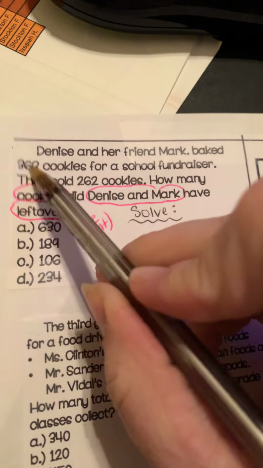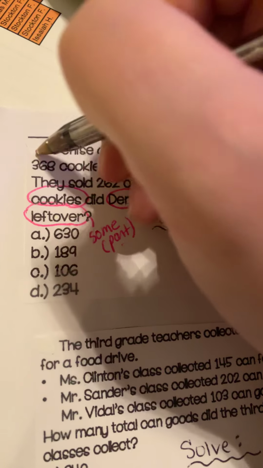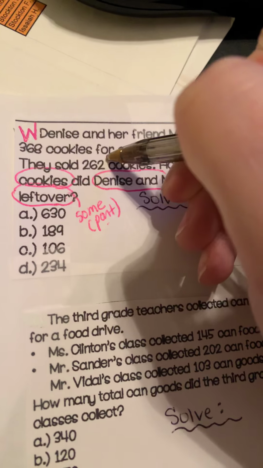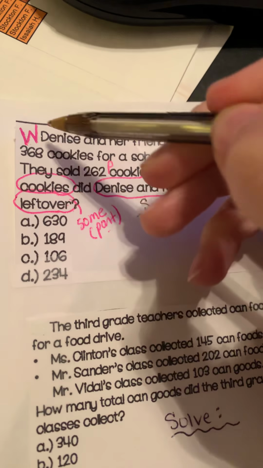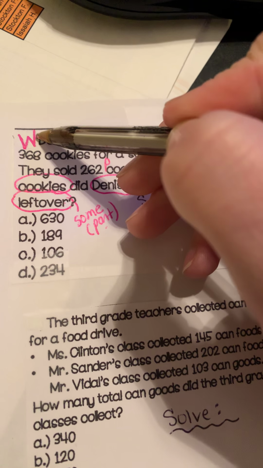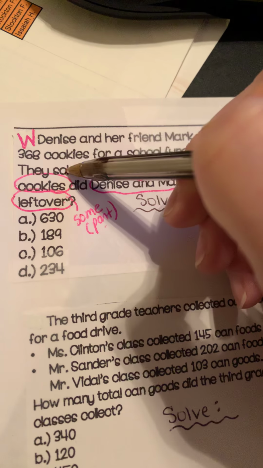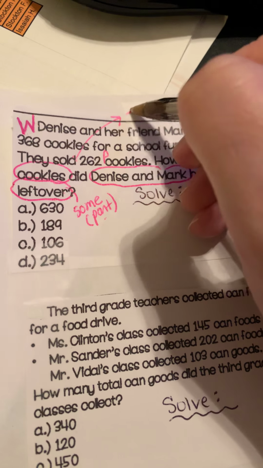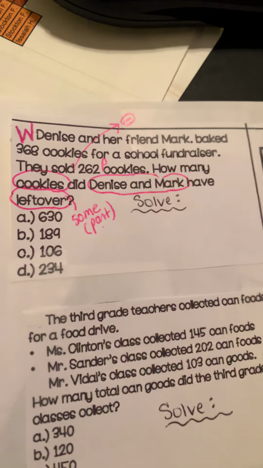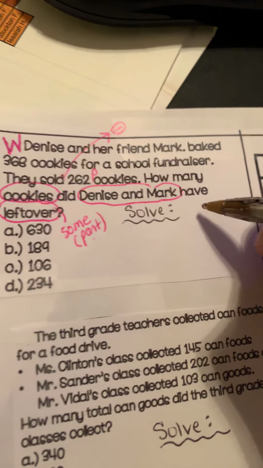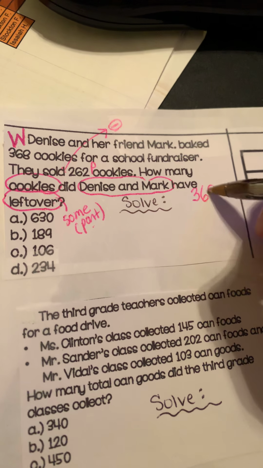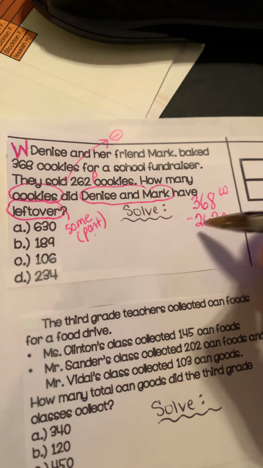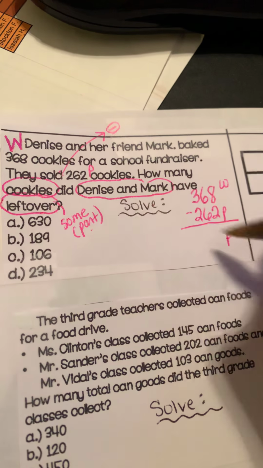368. He baked 368 for the fundraiser. So if you have a whole, that's the whole amount, which would make this a part. So here's what they did. They had a whole amount of cookies. Some of them were sold. When you sell things, they're taken away, which would represent subtraction, and then you have some left over. So to solve this, it would be whole minus part equals missing part.